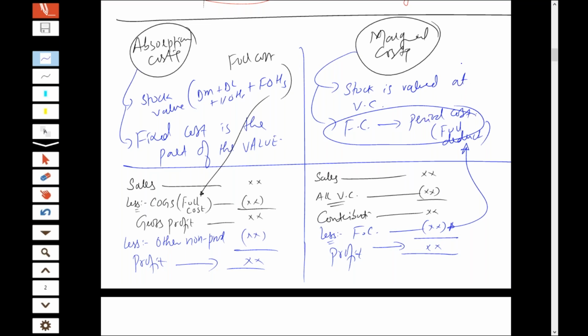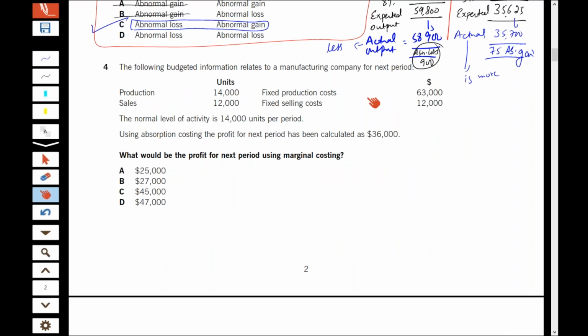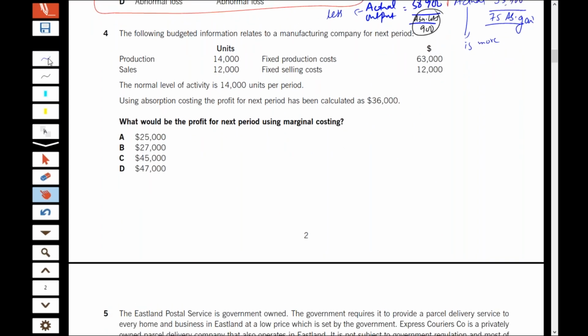Now, as part of the MCQ learning, I am writing an MCQ trick as well.